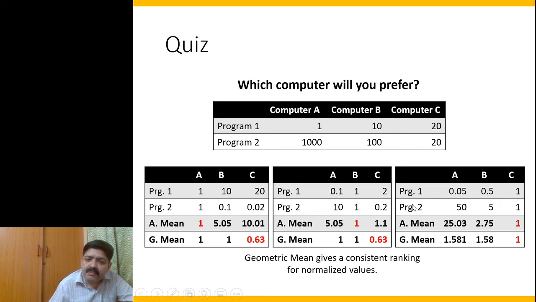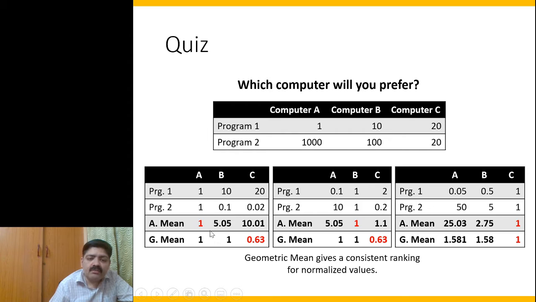I could also repeat the same thing for computer C. Luckily, computer C has the same numbers for program 1 and program 2. Yeah, let's normalize it to 1. So let's just divide everything by 20, and I get something like this. And if I compute the arithmetic mean and geometric mean, I get these numbers. The question now is, can I decide on which computer to purchase based on the arithmetic mean?